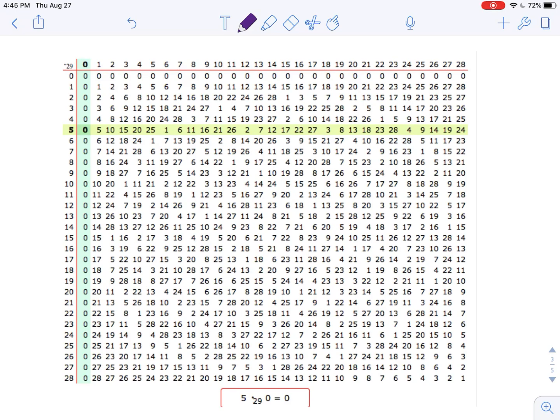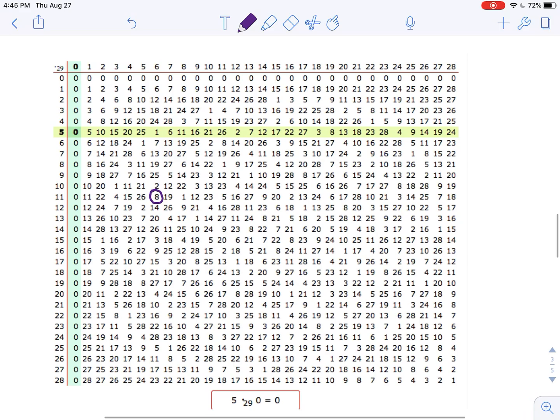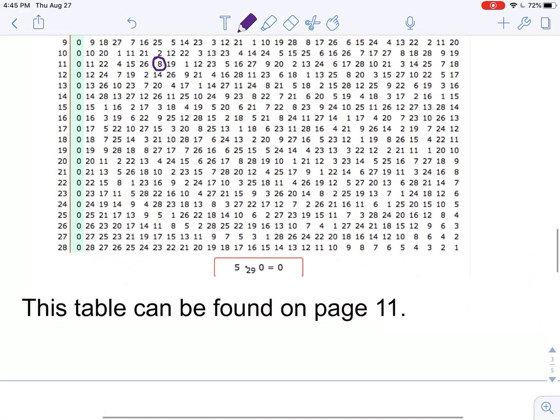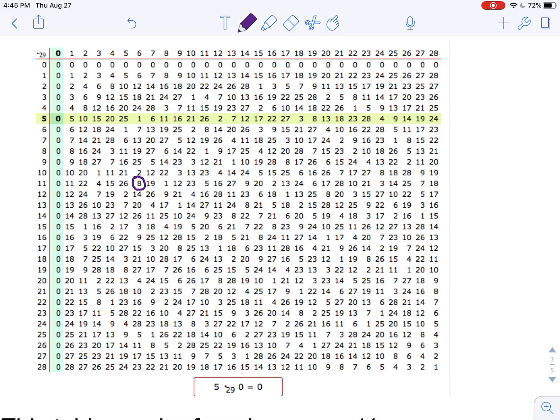Notice, though, how different this one looks from any kind of multiplication table you've ever seen before. But yeah, if I were to take, for instance, 11 times 6, this table will help us easily find that it is 8. You have such a table, by the way, on page 11. So again, 11 times 6 is 8.